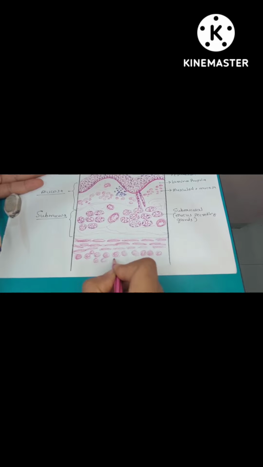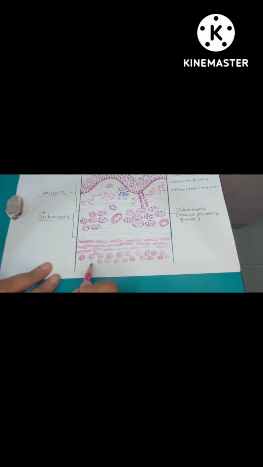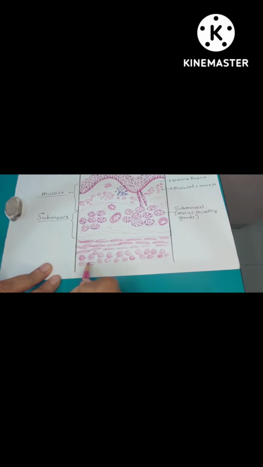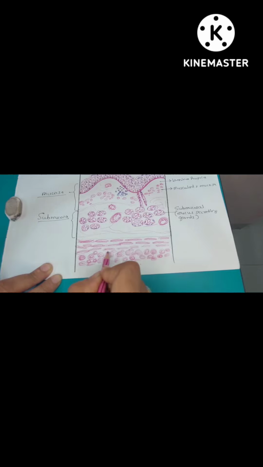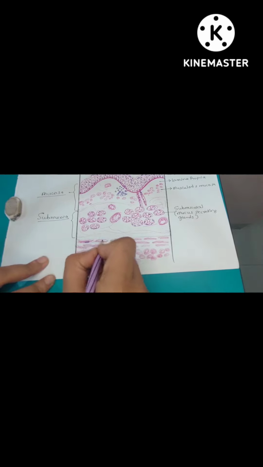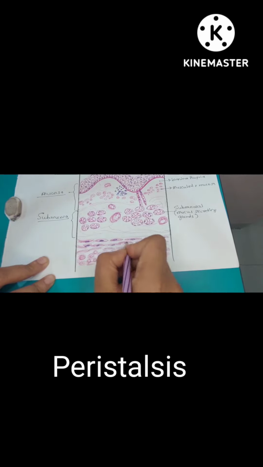Between these two layers, that is inner circular and outer longitudinal layer, the myenteric, that is between the muscles, plexus of nerves is situated, which is also known as Auerbach's plexus of nerves, and this plexus of nerves is important for peristaltic movement of the esophagus.